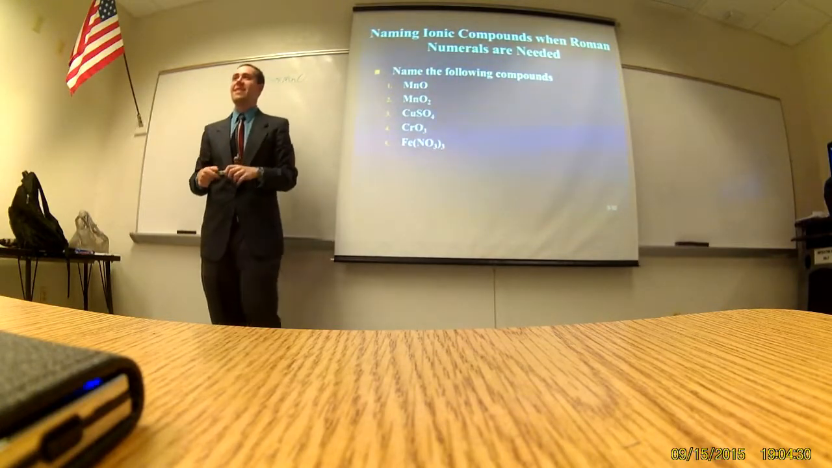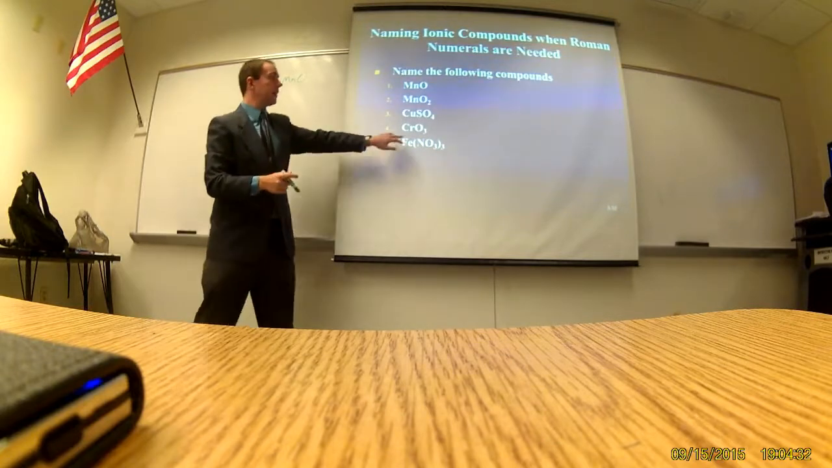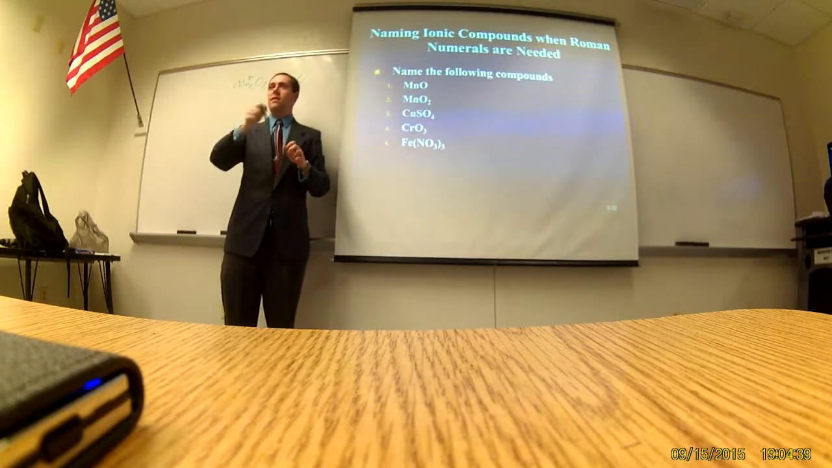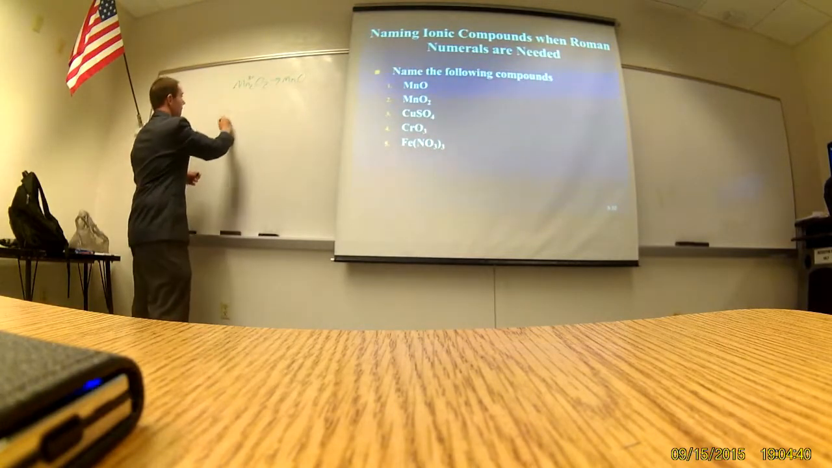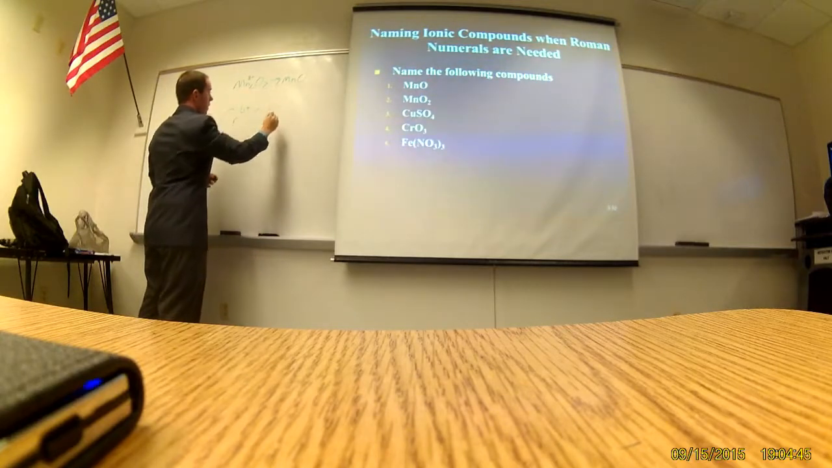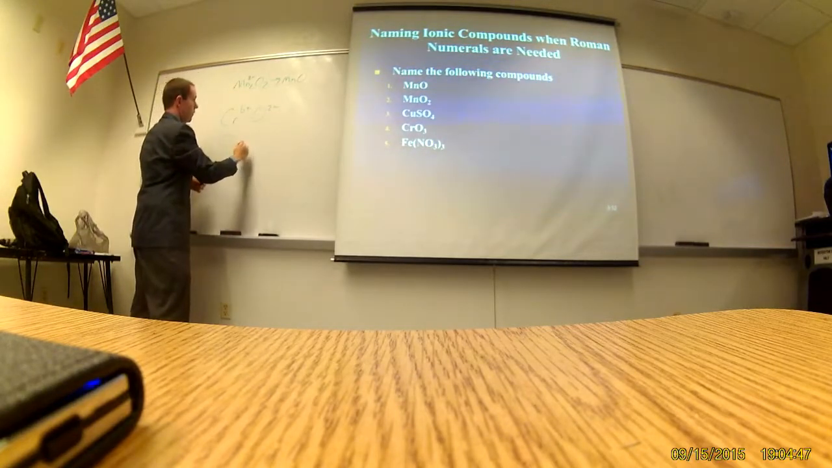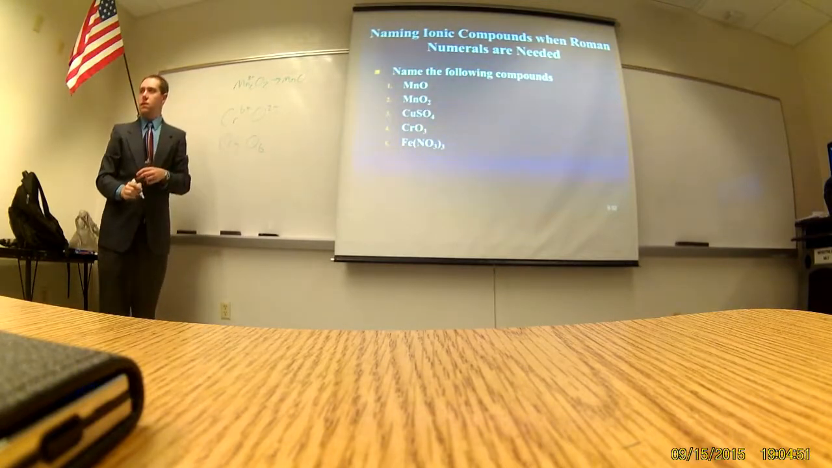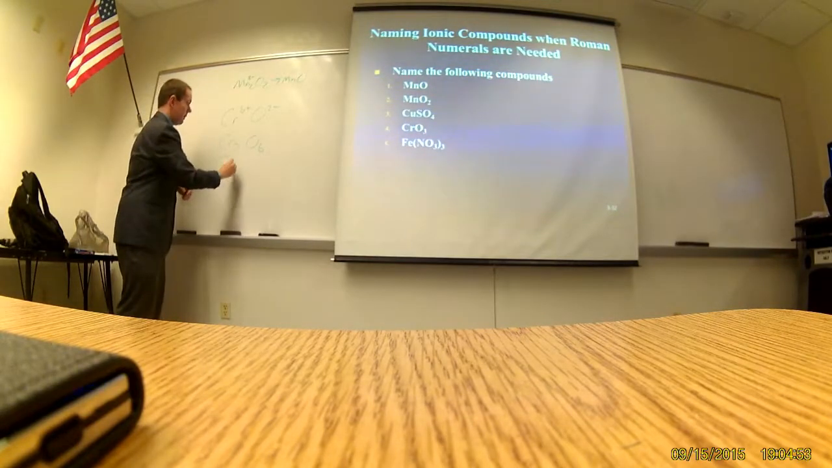Okay. But this one was not a simplified one. Actually, it was, wasn't it? Yes. Because if you have chromium 6 plus and O2 minus, you get Cr2O6. So then that got simplified to CrO3.